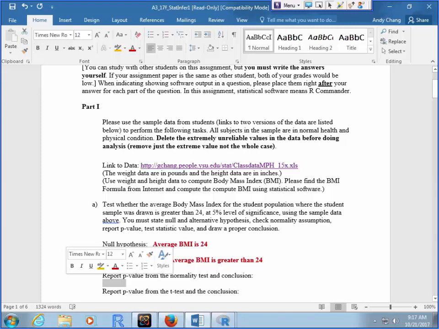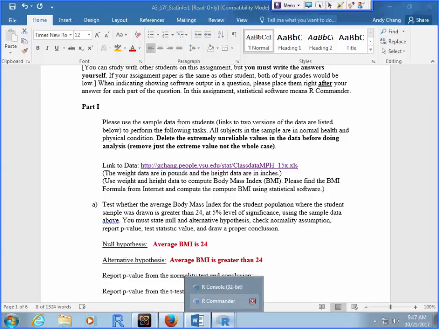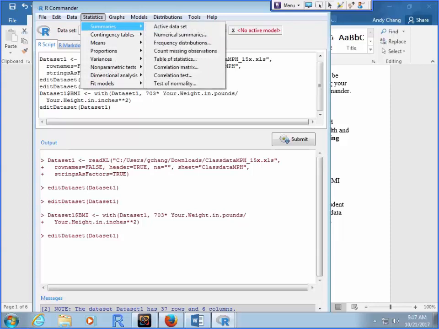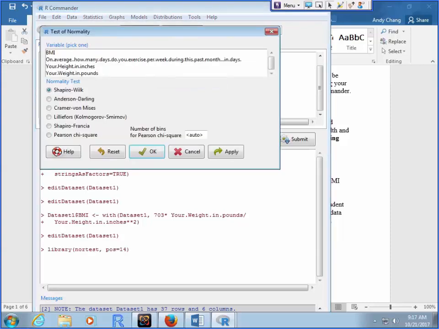And then this is a t-test. The sample size is not really so large, so usually we would like to test for normality to see whether the sample is likely from a normally distributed population. So this is for checking the normality assumption. Since you have data, to check normality just click statistics, summary, test of normality, and just use Shapiro. There's tons of them, and Shapiro is a pretty popular one. So click that, click OK.